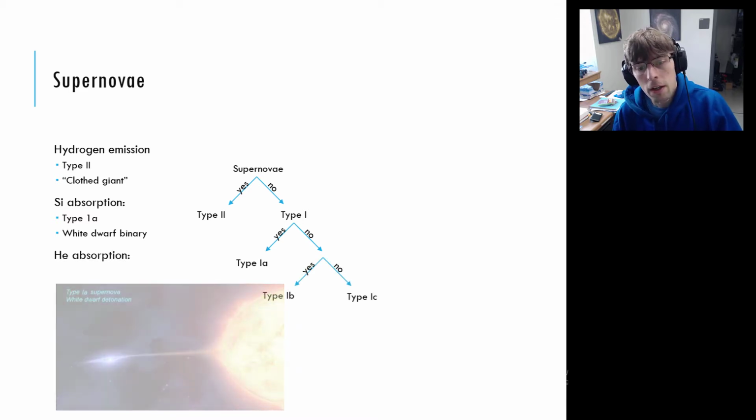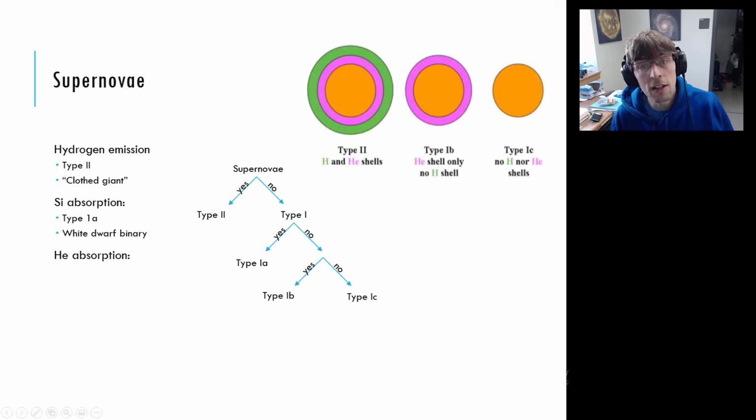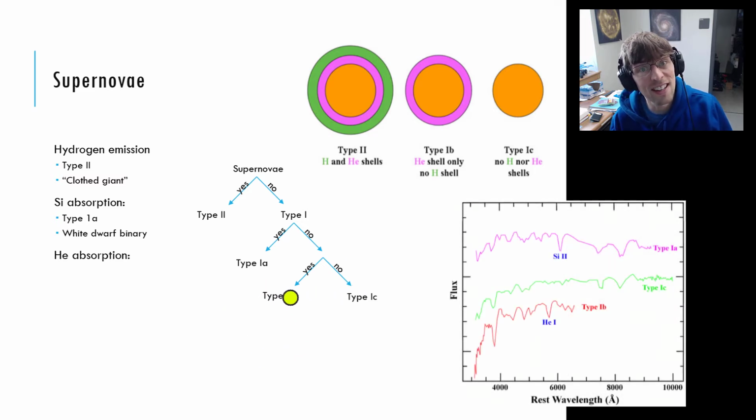Okay. Now, if it doesn't have a silicon absorption line, so no for the helium emission, no for the hydrogen emission line, no for the silicon absorption line, then you lastly look at the helium absorption. If it has helium absorption, that means that the outer layer, the hydrogen layer, has been stripped off, but the helium layer is still there, that helium shell. If the helium shell has also been stripped off, then that's what we refer to as a type 1c. If the helium layer is still there, a type 1b.